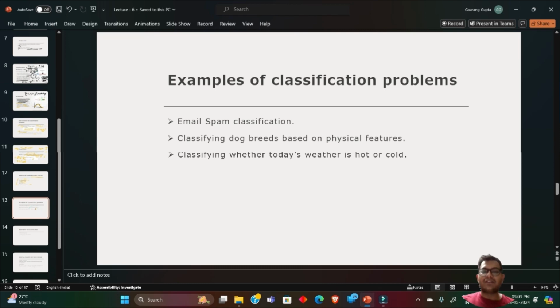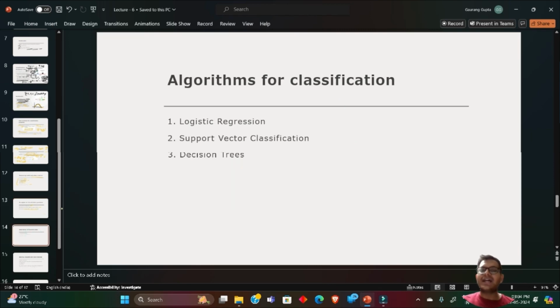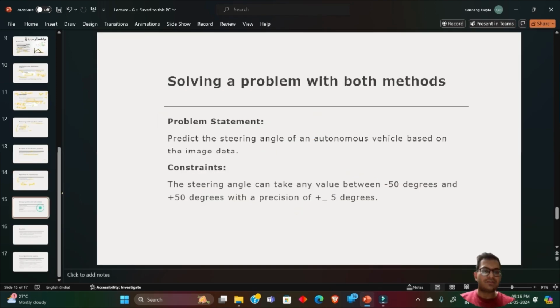Now, what are the common examples of classification? First is email spam classification, then classifying dog breeds on physical features, and the third is classifying whether today's weather is hot or cold. Now, what are the algorithms that are used in classification? There are many algorithms, but the three most used are logistic regression, support vector classification, and decision trees. In decision trees, random forests also come.